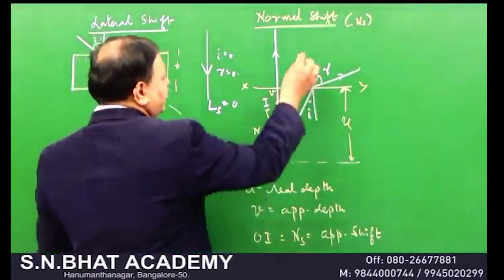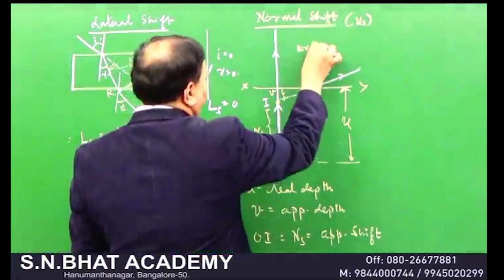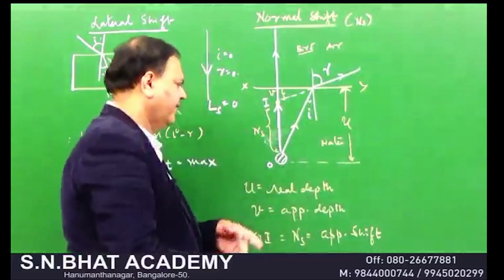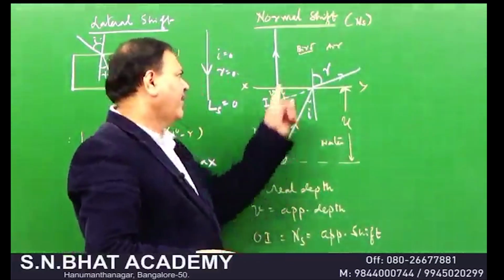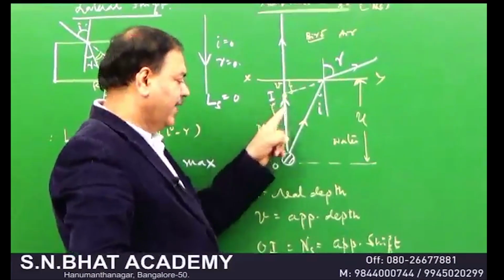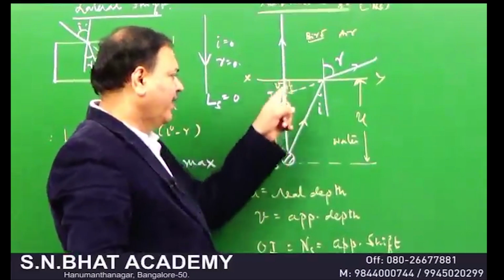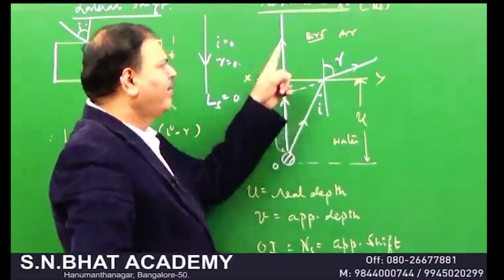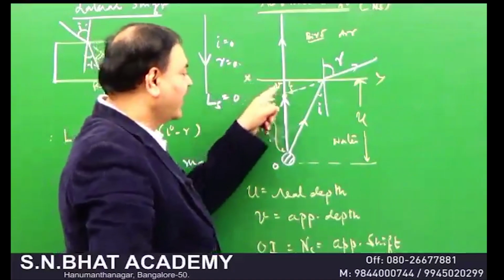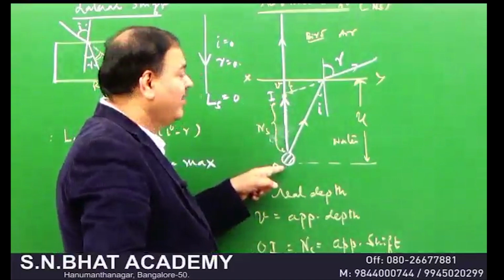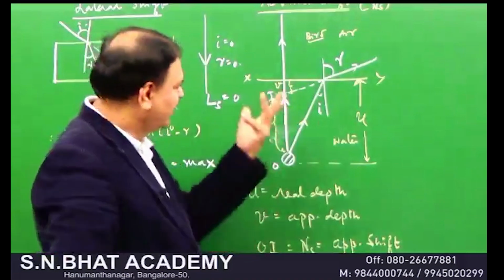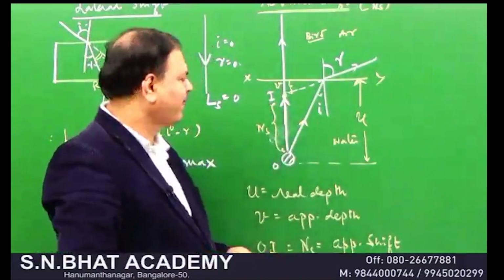See, here is a bird. Let us say the bird is in air. Here is a fish in water. The fish is here, but for the bird, this fish appears to be here. Actually, the fish is here. The bird tries to catch this one, but it cannot catch it because the fish is here. So because of the normal shift, the bird feels that the fish is very close by. Now the bird is getting cheated.